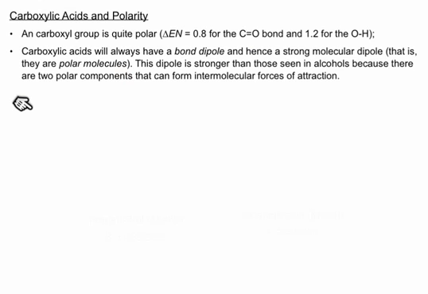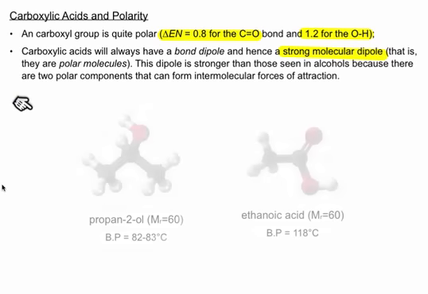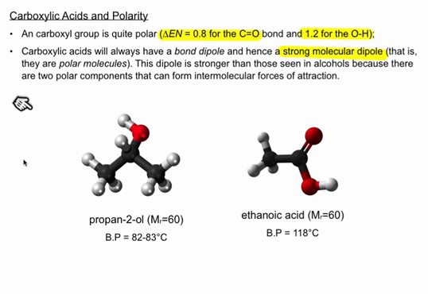Carboxylic acid polarity. Well, not surprising, the carboxyl group is a polar group. The delta EN for that C double bond O is 0.8, and then we have a delta EN of 1.2 for the OH component of that carboxyl group. So we always have a bond dipole, and therefore a strong molecular dipole. This is quite a polar functional group. And so that dipole is stronger than most alcohols of similar molecular mass because there are two polar components that can form intermolecular forces of attraction with neighboring molecules.